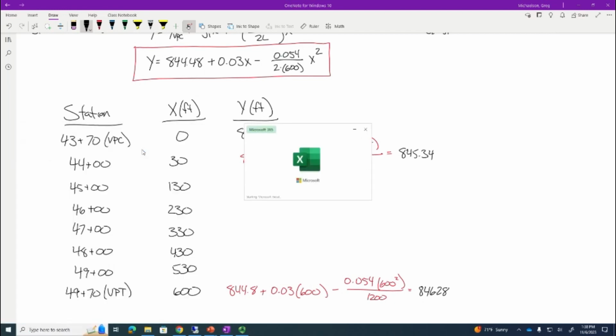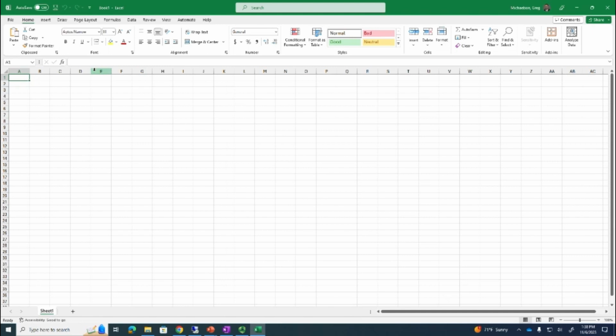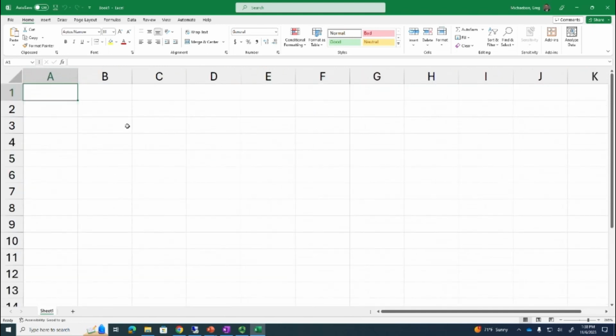Okay? So let's open up some Excel. You don't have to open up Excel with me, but if you have a laptop with you, this would be a nice exercise to go along with me on this. I want to show you some Excel tricks that can make your life a little easier.